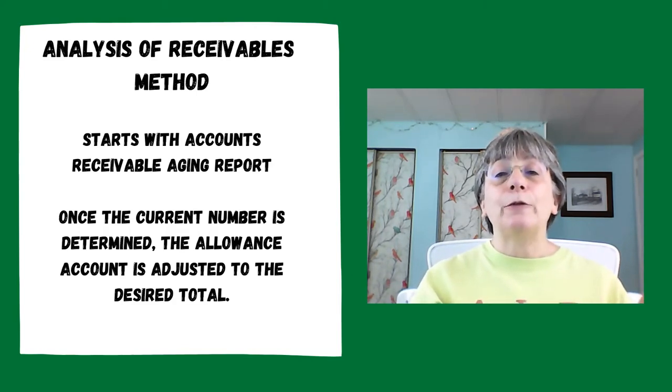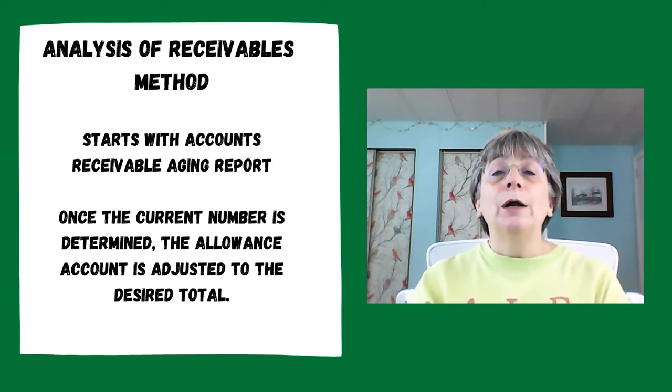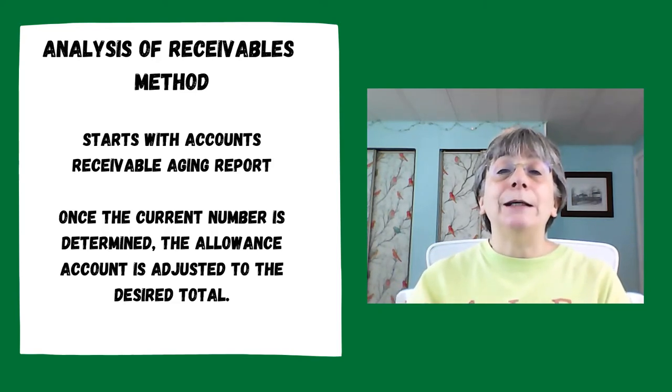So if our terms are net 30, those accounts are not yet due. And then we'll have a column for 31 to 60 days. So these are accounts that are now overdue if our terms are 30 days. And then we'll have a column for 61 days to 90 days. Those are much older. And then we'll have 91 days and beyond.